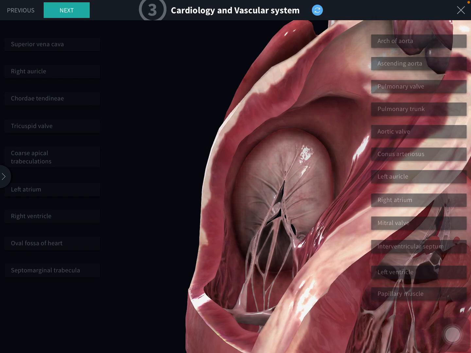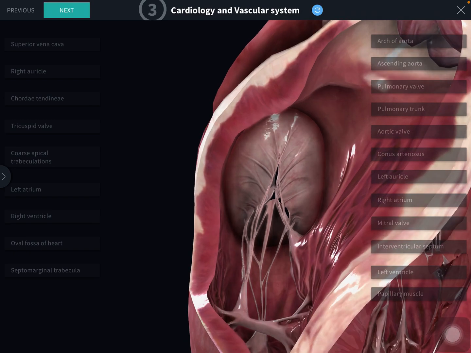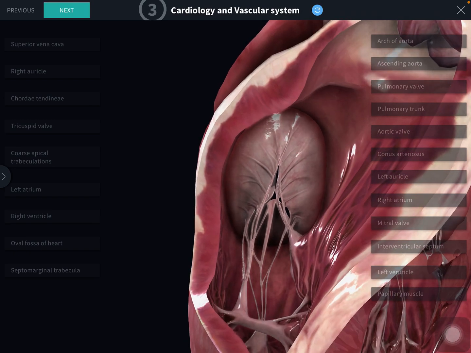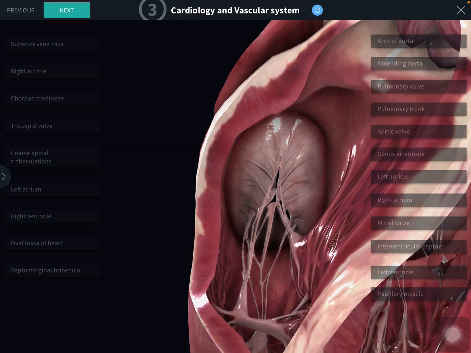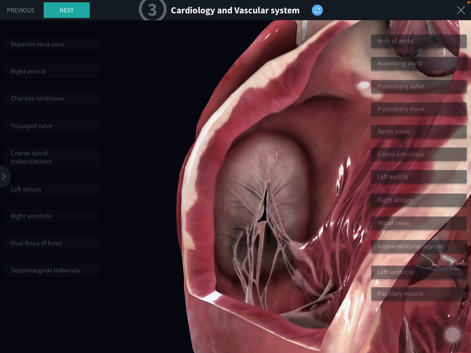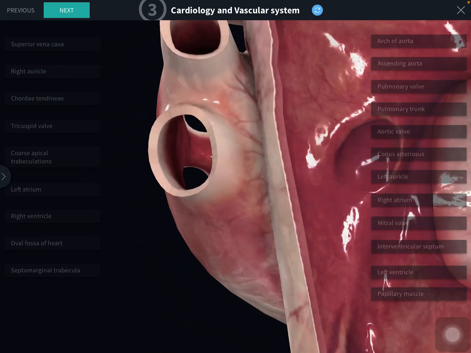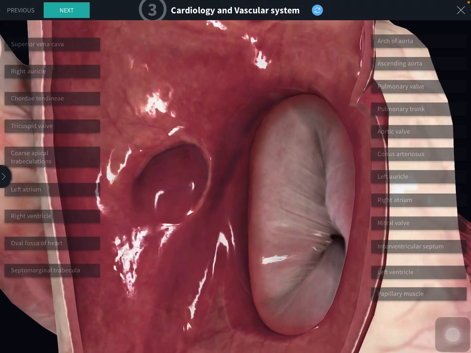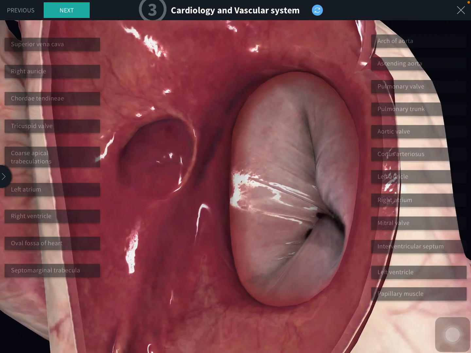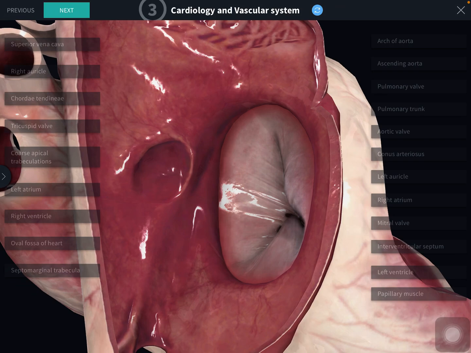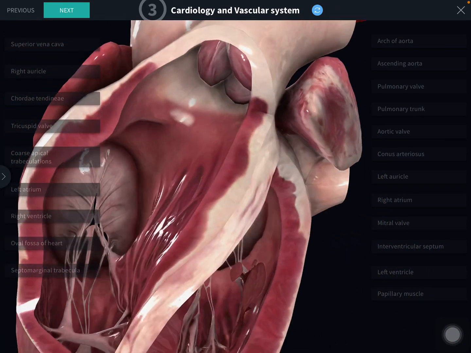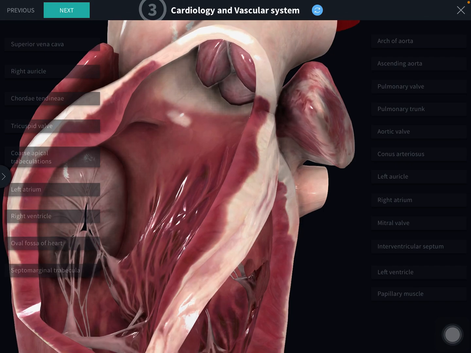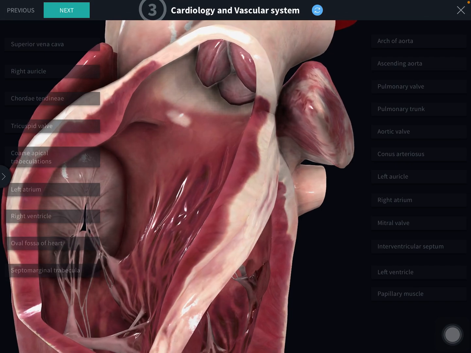The leaflets or cusps of the valve are 3 and are named as anterior, posterior and septal according to their attachments to the annulus. We will see the anterior leaflet. The anterior leaflet is attached to the upper margin of the annulus and extends medially across the membranous part of the ventricular septum to meet the septal leaflet. So the anterior leaflet meets the septal leaflet at the anteroseptal commissure.